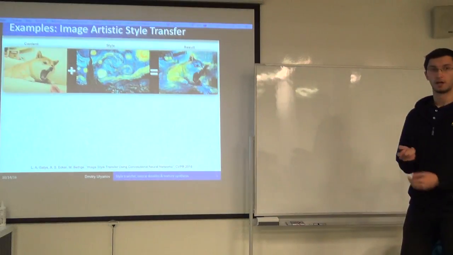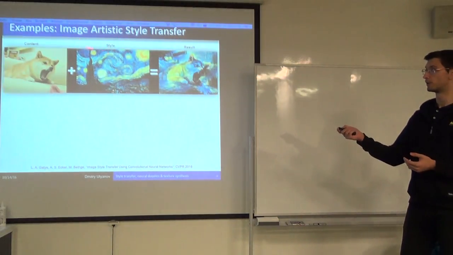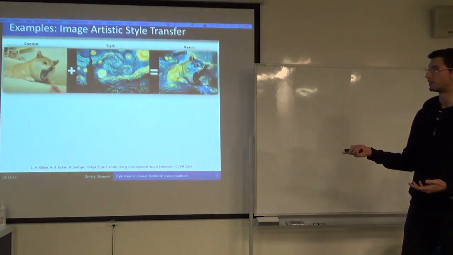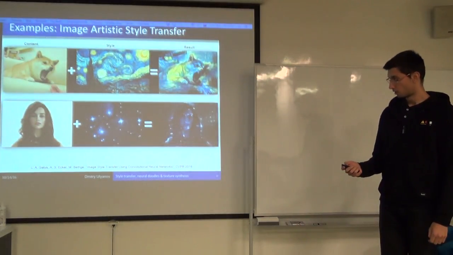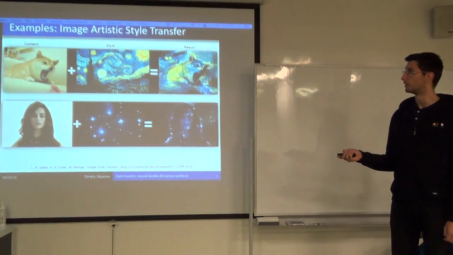So okay, in artistic style transfer, you have a style image, you have a content image, and you want to transfer a style onto your content image, and basically get something like that. And this is just another example. These are real examples of this algorithm. I will describe the algorithm a bit later.